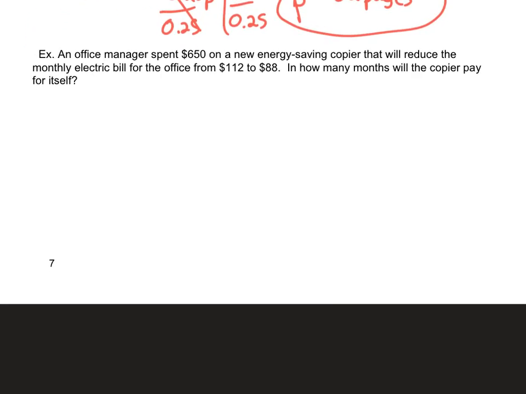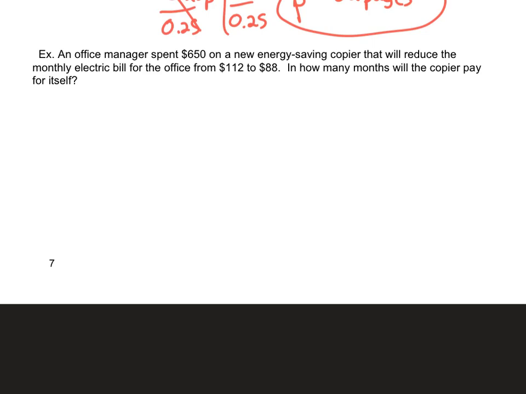So in this next example, if you want, take a minute, try to set up and solve the equation on your own. Otherwise, just follow along and pay attention to how I define the variables and then how I set up the equation and solve it, okay? So in this one it says an office manager spent $650 on a new energy-saving copier that will reduce the monthly electric bill from the office from $112 to $88. In how many months will the copier pay for itself?